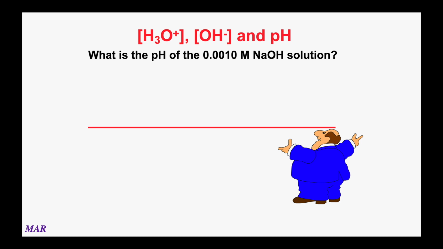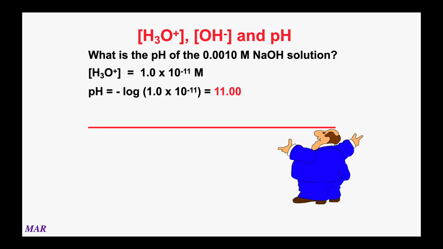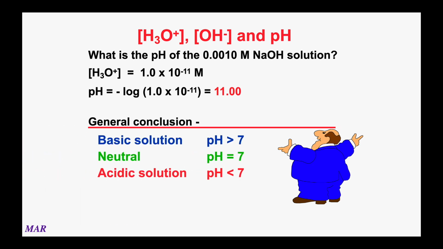The 0.0010 molar sodium hydroxide solution, we can calculate the pH, and what the heck, let's do that. We saw the hydronium was a 10 to the minus 11th number, so pH equals minus log of 1.0 times 10 to the minus 11th. This pH comes out to be 11, all right, 11.00. And again, pHs that are larger than 7 are the ones that are going to be basic.